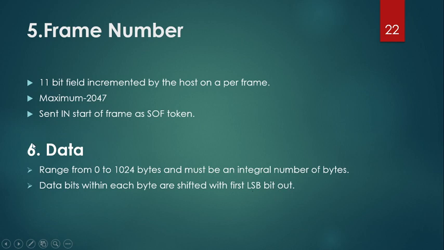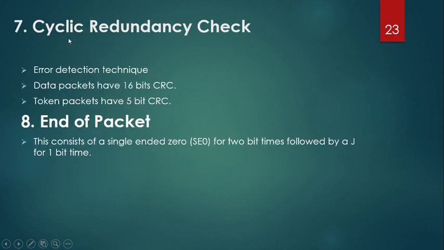So this is the agreed value, or the bytes value of data in this packet. And the next field is a cyclic redundancy check, that is for error detection. Data packets have a 16-bit CRC, and token packets have a 5-bit CRC. And finally, we have an end of packet field. It consists of, like, a stop bit we are using.